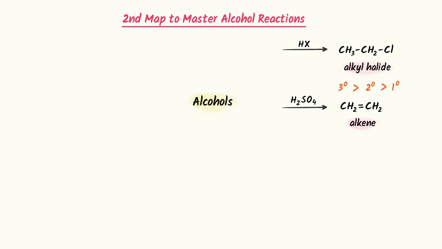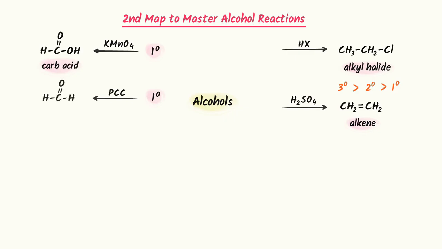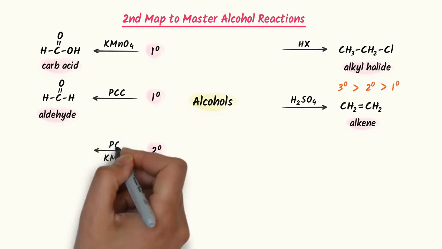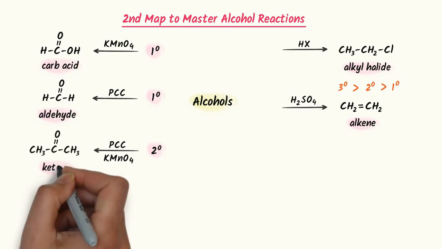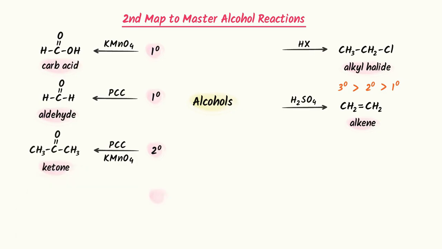Thirdly, we do oxidation of alcohols. I mean, using strong oxidizing agent like KMnO4 and mild oxidizing agent like PCC. If we add KMnO4 to 1-degree alcohol, we get carboxylic acid. If we add mild oxidizing agent like PCC to 1-degree alcohol, we get aldehyde. Secondly, if we add KMnO4 or PCC to 2-degree alcohol, we get ketone. Thirdly, if we add KMnO4 or PCC to 3-degree alcohol, we get no reaction.